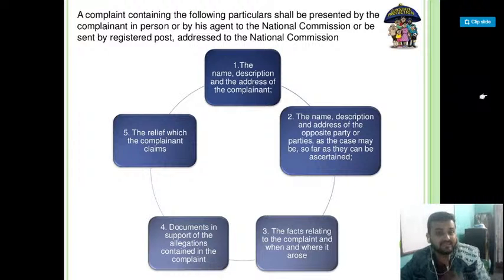Okay. The relief which the complainant claims. So the last step, you get the relief or the compensation amount. If everything is valid, if the forum sees that yes, you got cheated, then you will get the relief. Okay. So this is the procedure that you should follow.